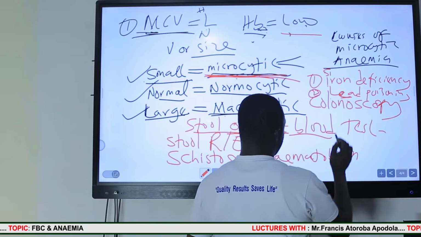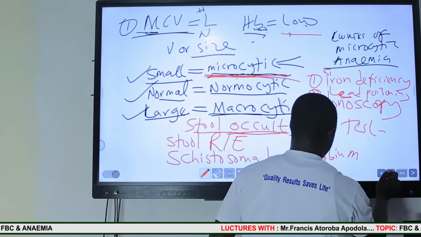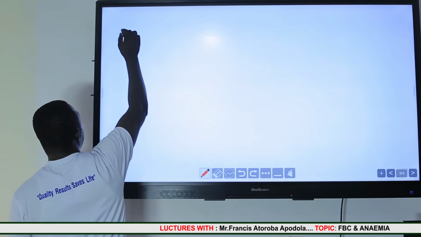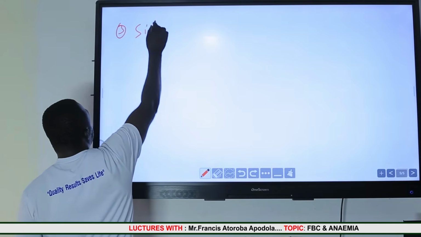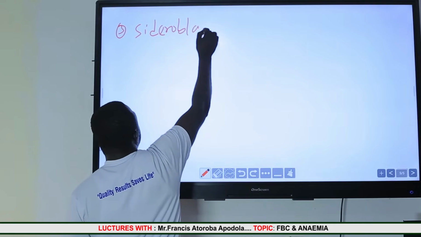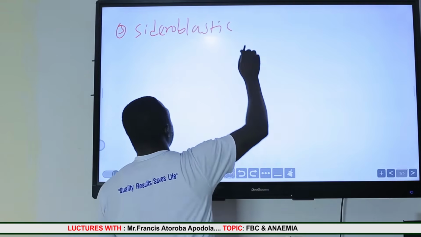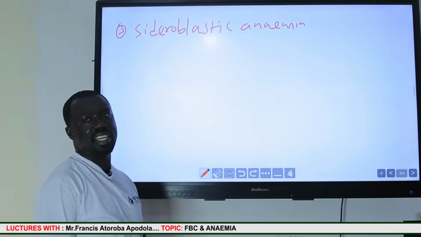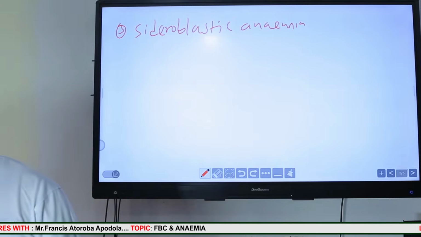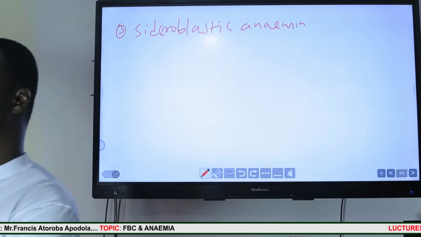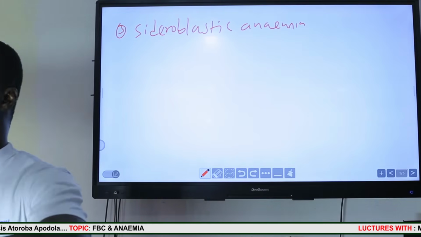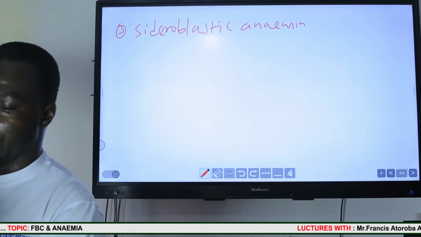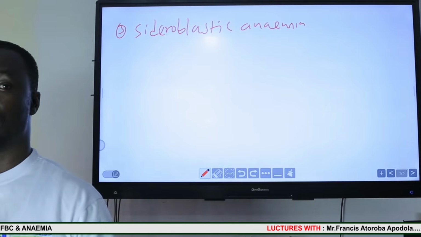Then there's another one, the third cause of microcytic anemia. Number 3 is sideroblastic anemia. In sideroblastic anemia, the iron is there, the iron is available, but it is stored in the organelles, the mitochondria of the cell. It is not made available to the bone marrow. So iron is actually available, but it is stored in cells we call siderocytes.